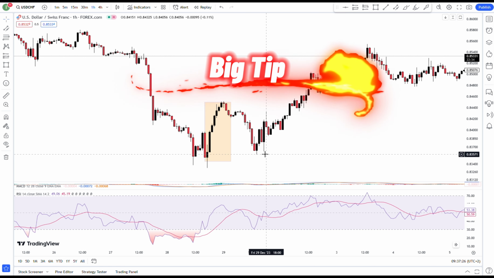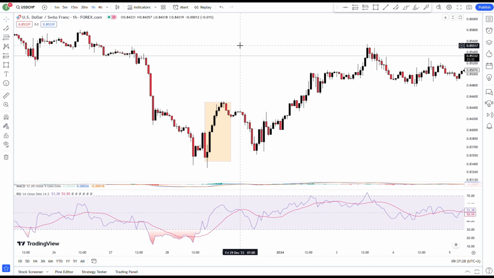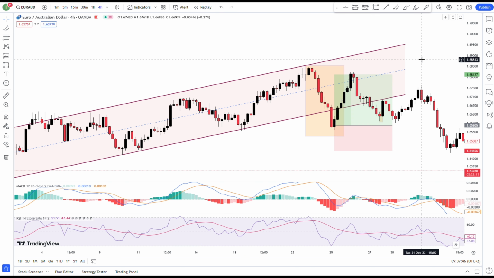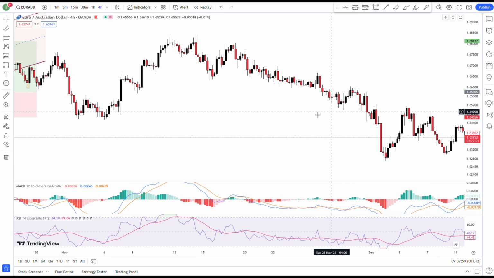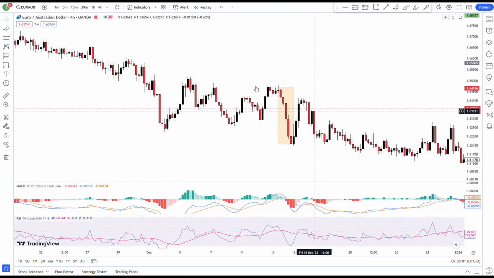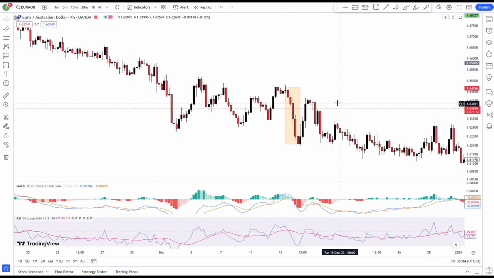But the most important tip is here. If you want to enter a short trade here, you cannot get that much profit. So be sure to use these patterns, both of them, as a confirmation of trend change, but not to confirm the existing trend.